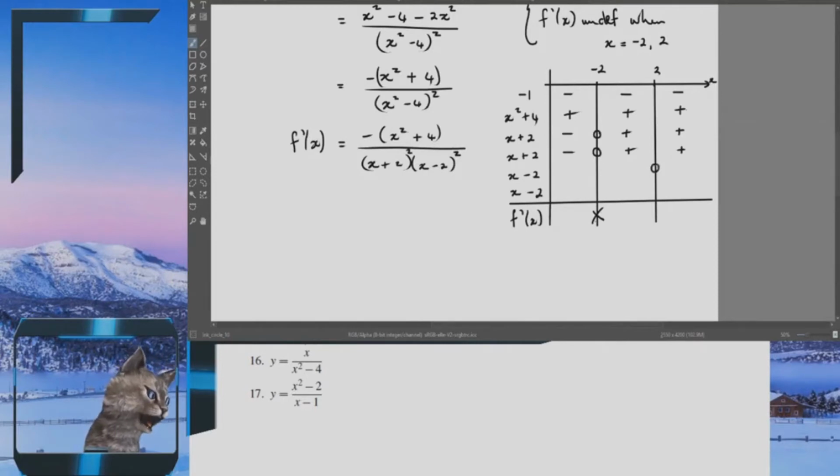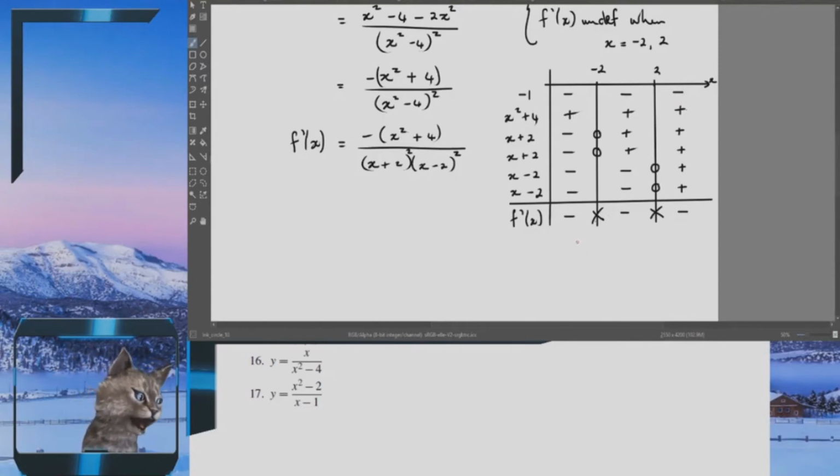X minus 2 is 0 when x is 2. And it's also in the denominator, makes the derivative function undefined. It's also going to go negative to positive over its 0. So, all these by way of multiplication and division. How many negatives do I have for the first section? 1, 2, 3, 4, 5. So the answer will be negative. 1, 2, 3. So the answer will be negative. 1. So the answer will be negative.